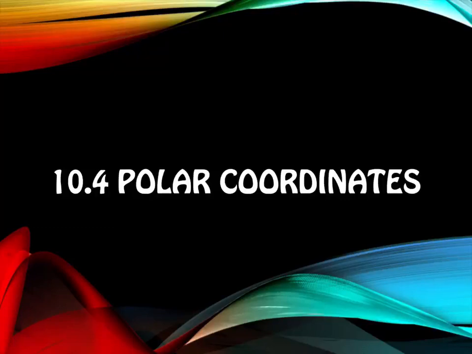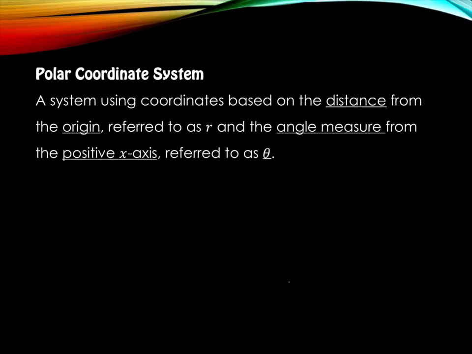Okay, so we're going to take a look in section 10.4 at polar coordinates. Most of you have said you've seen them before, but just a real quick recap to remind you of how that works. The polar coordinate system is a system using coordinates based on the distance from the origin, referred to as r, and the angle measure from the positive x-axis, and we call that theta. And I've put some space in here for us so that we can draw a picture as a reference.